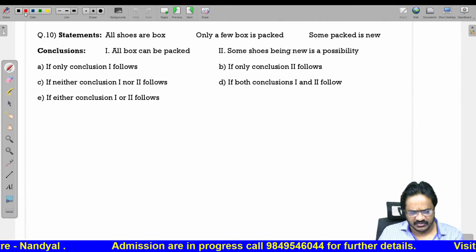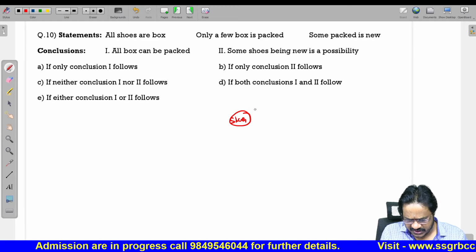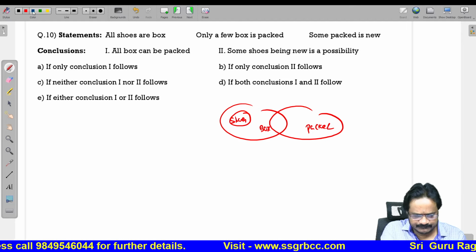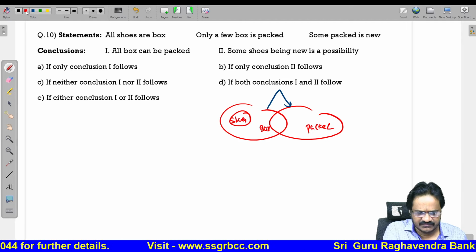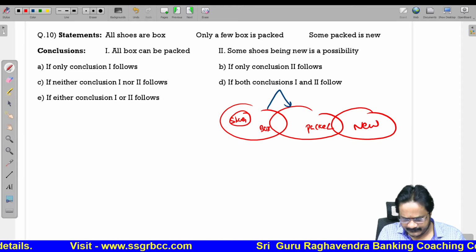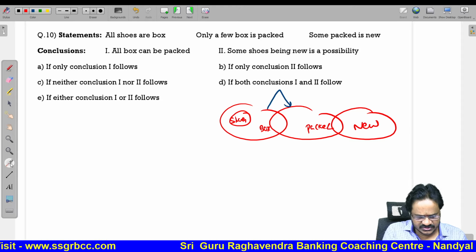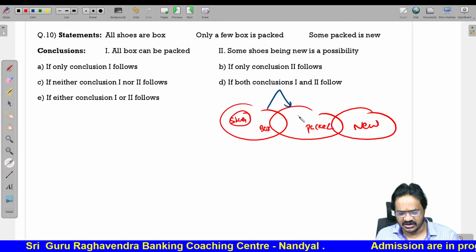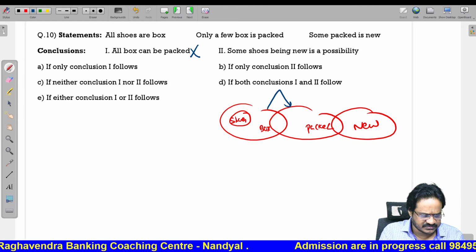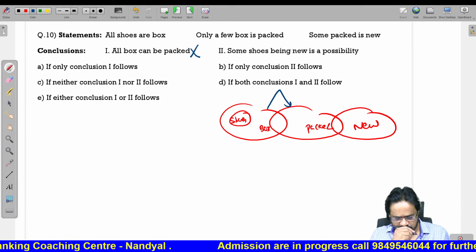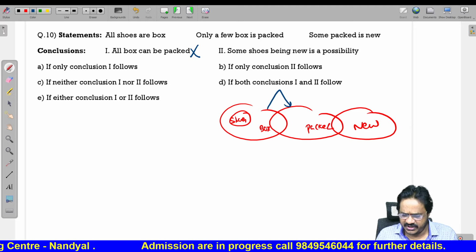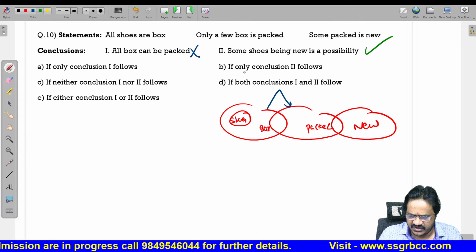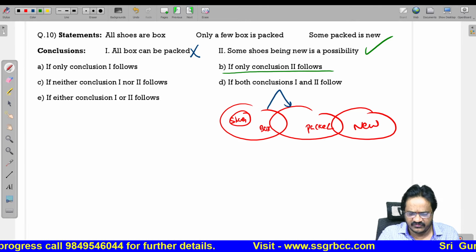Next question. All shoes is box. Only few box is packed. Some packed is new. All box can be packed. So here only few box is packed means some box is packed, some box is not packed. So you cannot take all as a possibility. Therefore first one does not follow. Some shoes being new is a possibility. Here there is no relation between shoe and new. Therefore any possibility definitely follows. So answer is only 2 follows.